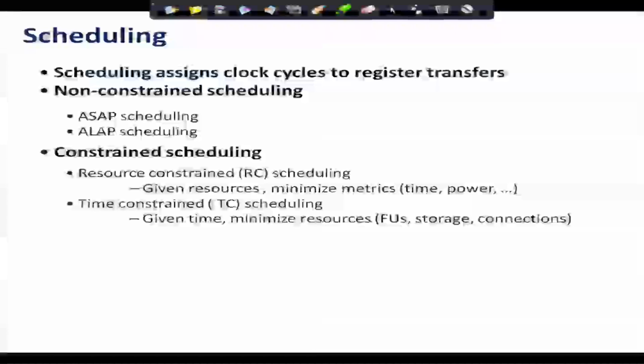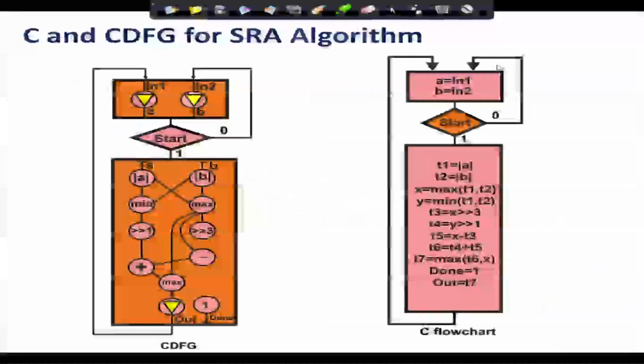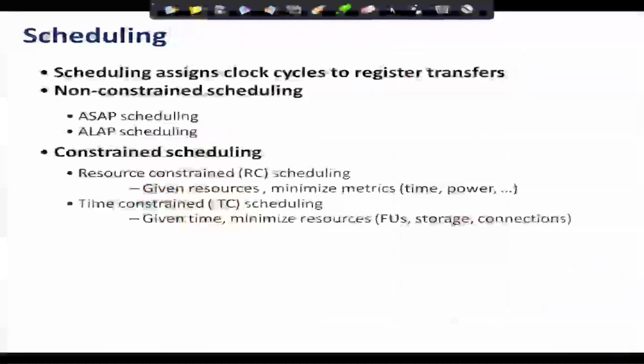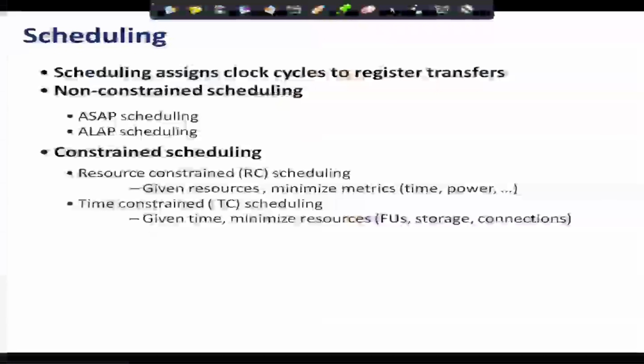As I said, scheduling means assigning clock cycles to register transfers. This is important. What I mean by register transfer is this: in the last step of our earlier lecture, when we allocated the variables to the registers, we could see that all the operations could be represented in terms of data transfer across registers.